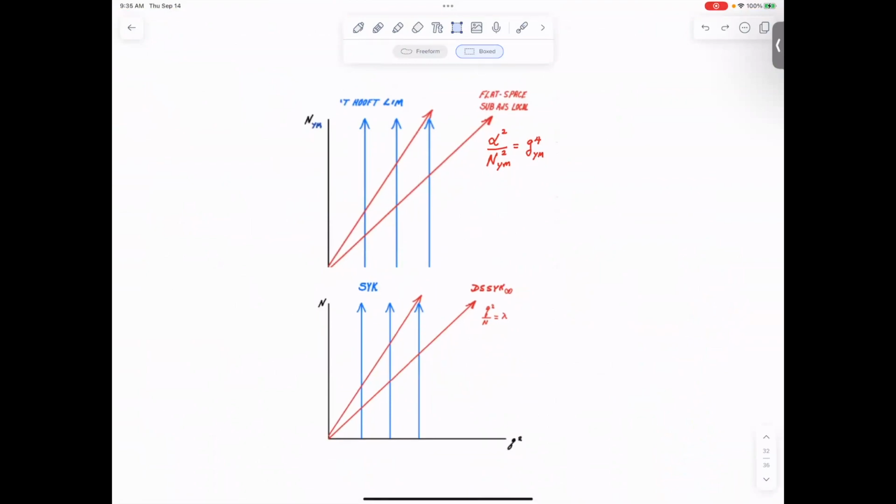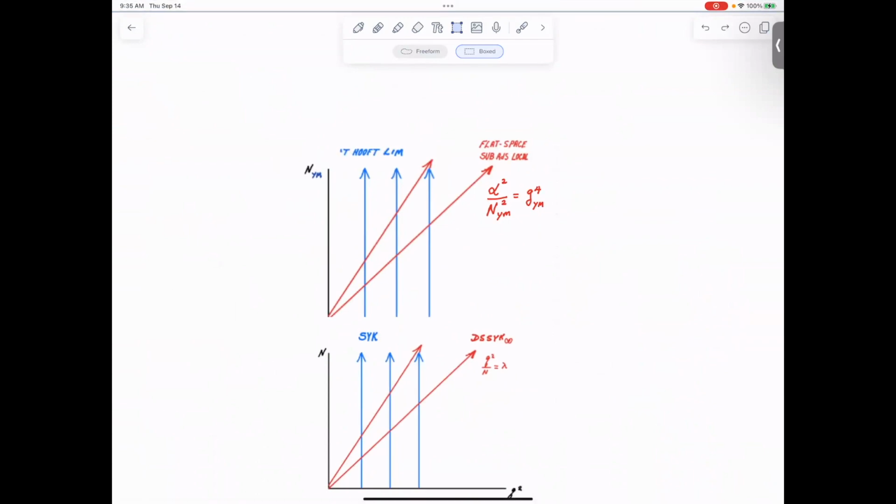Let me just come back to this picture for a moment. How long can such a string last? Well, that depends on what limit we take. If we take a limit which corresponds, let's say, to the 't Hooft limit in gauge theory, that means going vertically upward, then in that limit, the string will not decay. It will just correspond to a vanishing string coupling constant going up along these lines.